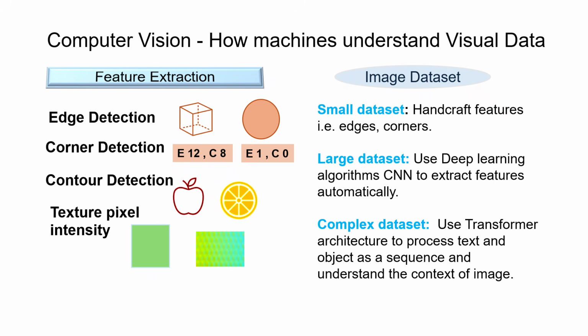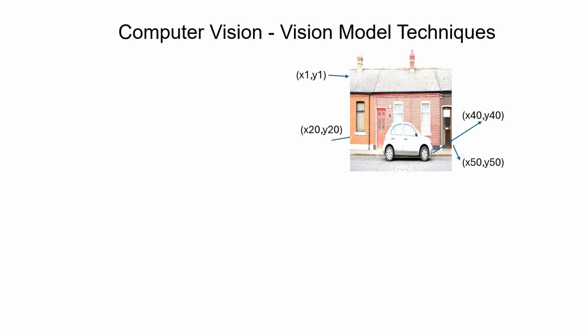As we are now ready with the data, we'll start training the AI model for computer vision applications. Moving on to the next slide, let us look into the vision model techniques for image classification, object detection, and image segmentation.